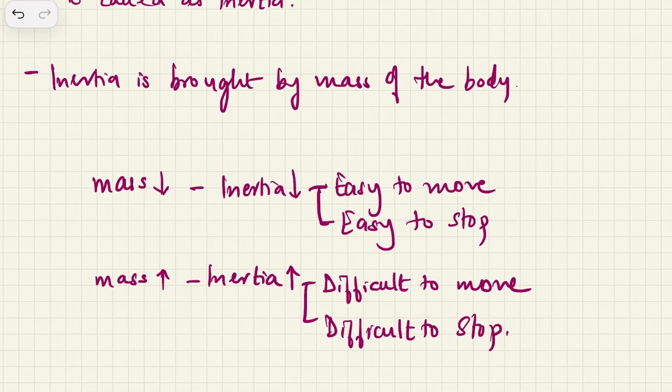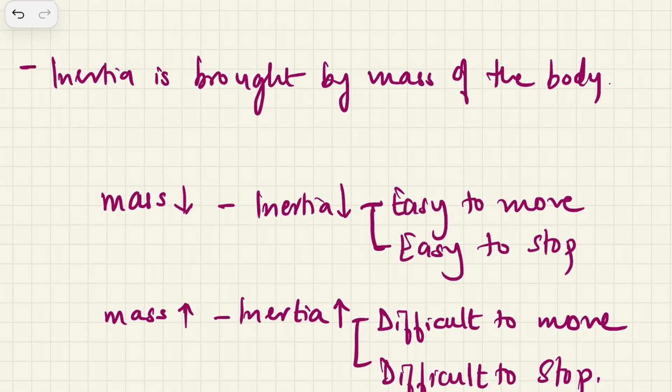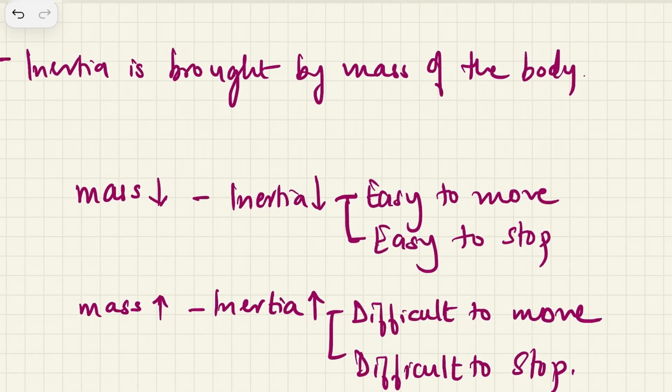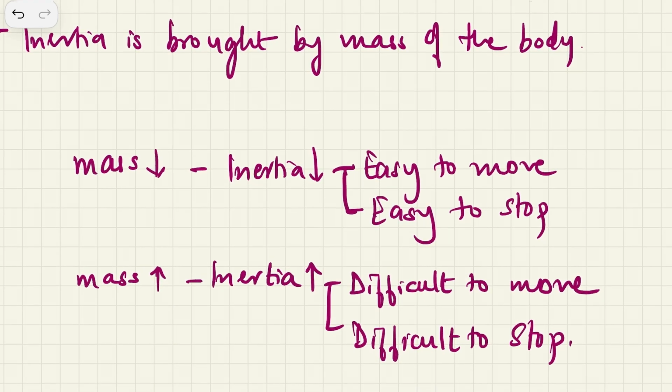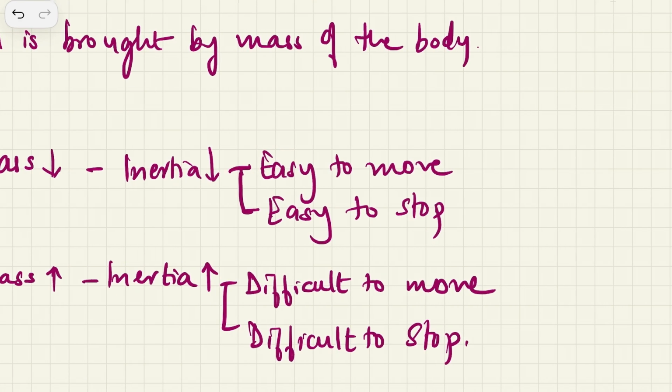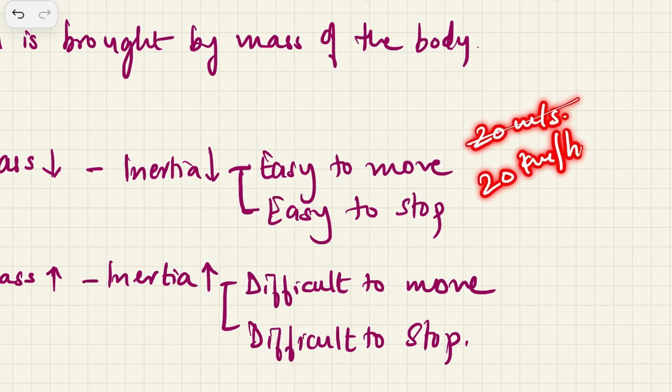So this is a rough idea of what it is. Right now we are not considering any friction or anything. So inertia is brought by the mass of the body, and for the body whose mass is less, we can say the inertia is less, and it would be easy to move and easy to stop. So a moving body can be stopped easily. If a bicycle is coming towards you, it is very easy to stop. Let's say the bicycle is coming at 20 kilometers per hour, then it's very easy to stop such a bicycle.